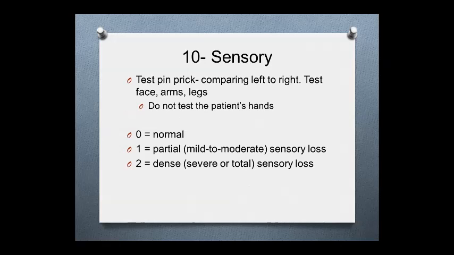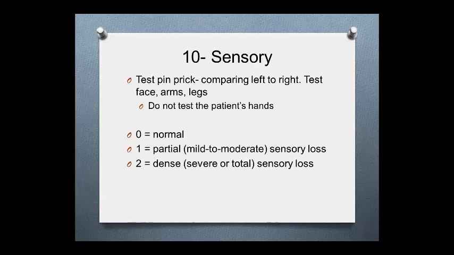The next section is sensory, and the way to test this for the stroke scale is to use some type of sharp object like a pin or the edge of a paper clip, and you want to compare left to right. You should be testing their face, and you can even do things like forehead, cheek, and chin, testing their arms, which is ideally the forearms, and testing their legs, which is ideally just above the knee. Now, certainly if you're testing a patient out in the field and they're wearing pants, you may not be able to get in there, so you can test somewhere near the calf if you feel like it's safe for you to reach up into their pants. But that would be the ideal way to test it.